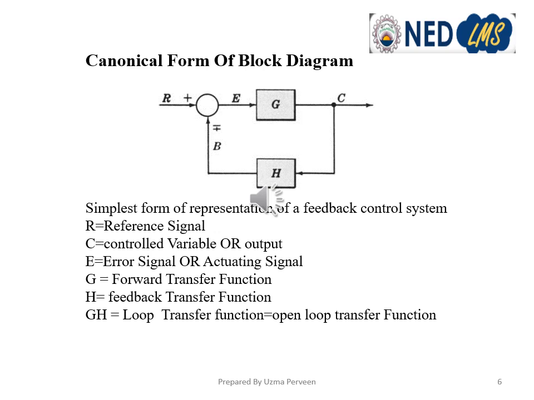We use this canonical form usually to find the transfer function of C upon R, that is output upon input of any control system. This transfer function we use to control the output C. We can write C equals input multiplied by transfer function, so we can control our output variable by using the transfer function.